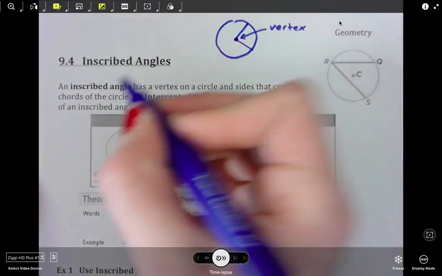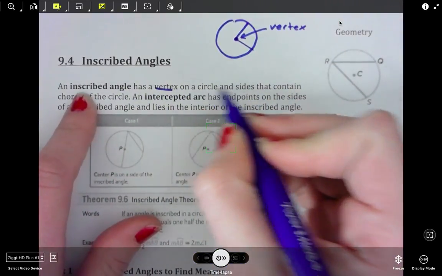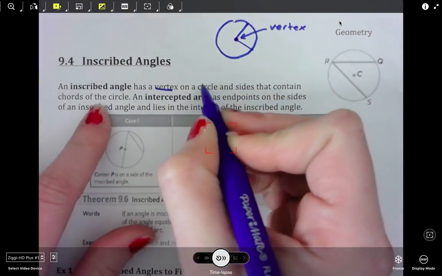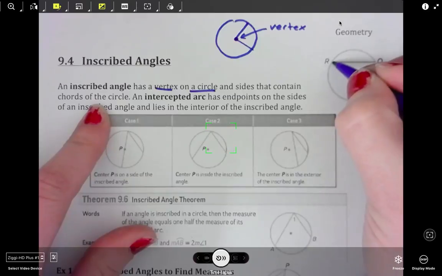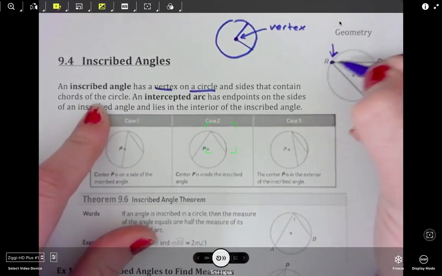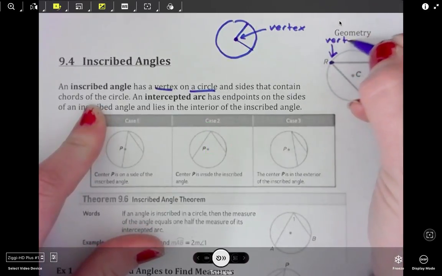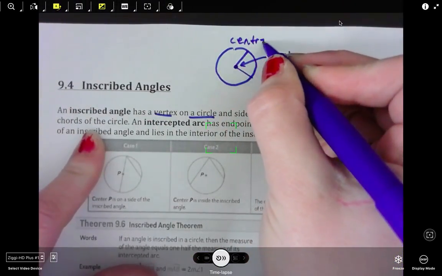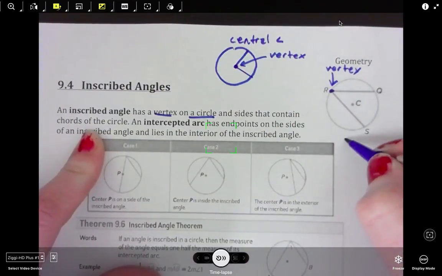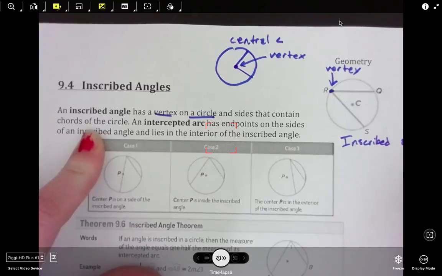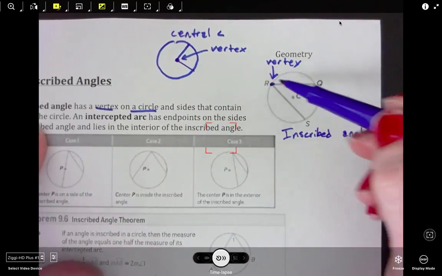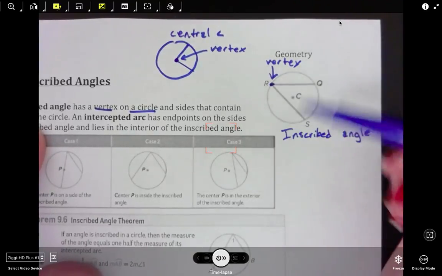Okay, in an inscribed angle, the vertex is on the outside of the circle. So like R is the vertex here, it's on the outside of the circle. Okay, so that's inscribed versus a central angle. So there's a little bit of a difference between the two. A central angle has the vertex at the center. An inscribed angle has a vertex on the outside of the circle.